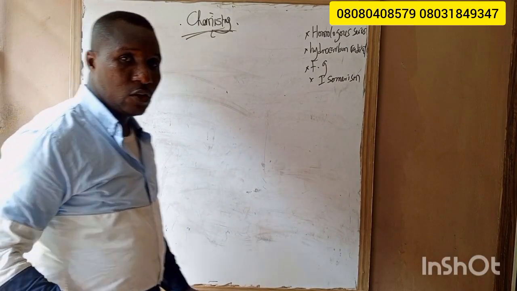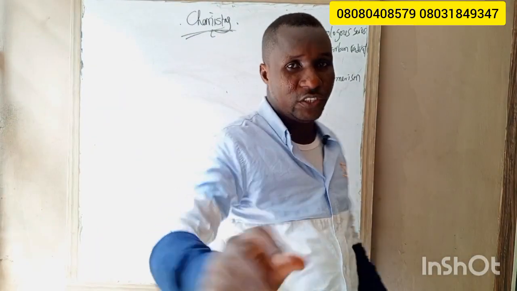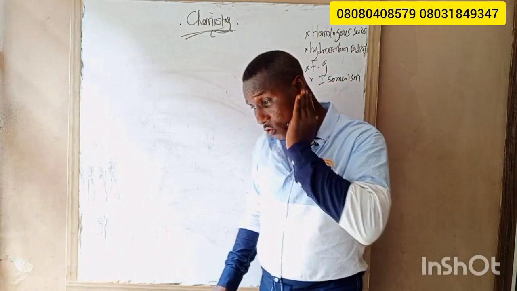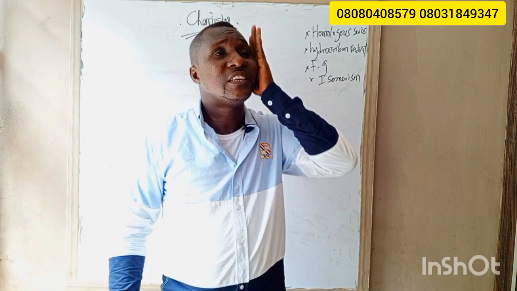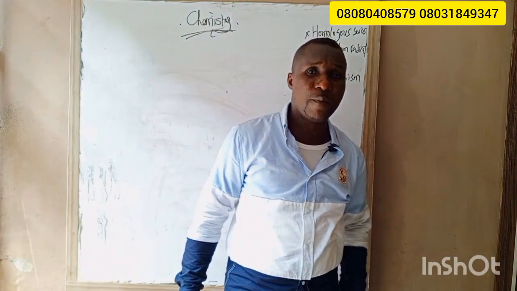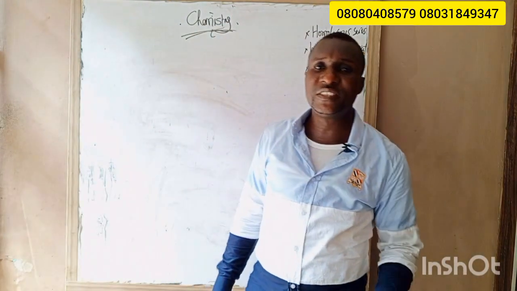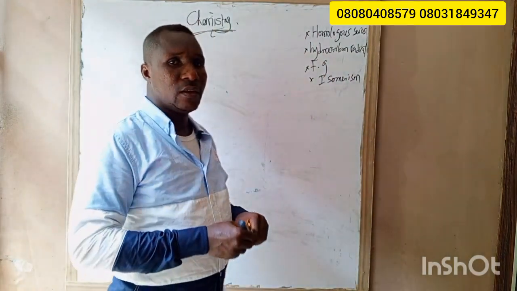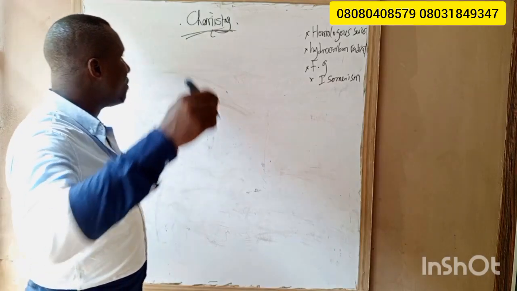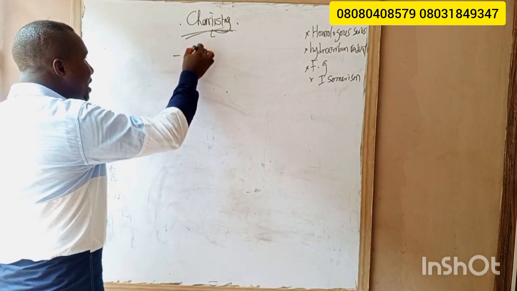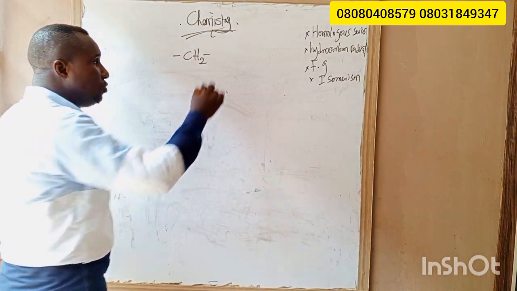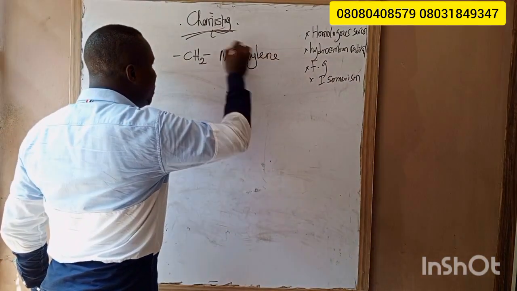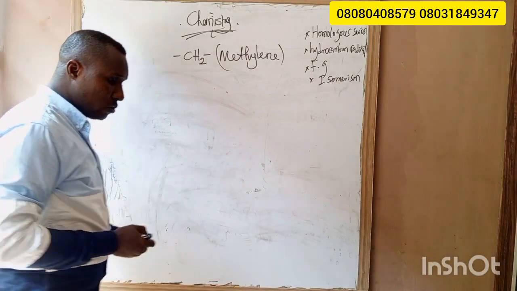What is a homologous series? Just know that a homologous series is a series that follows a regular pattern in which each successive member of a family differs by a molecular formula of CH2, which is also known as methylene. Take note of that.